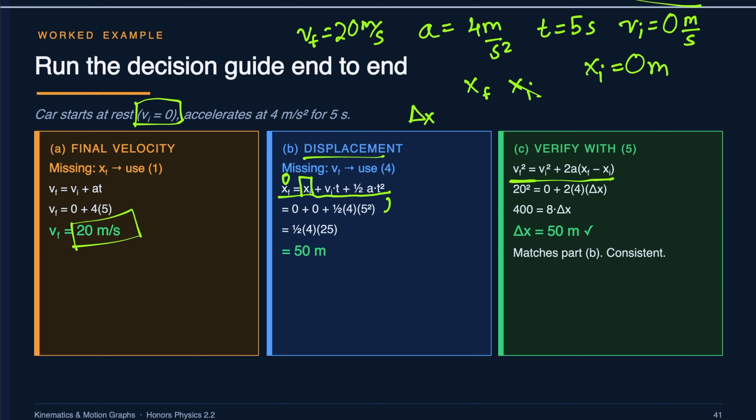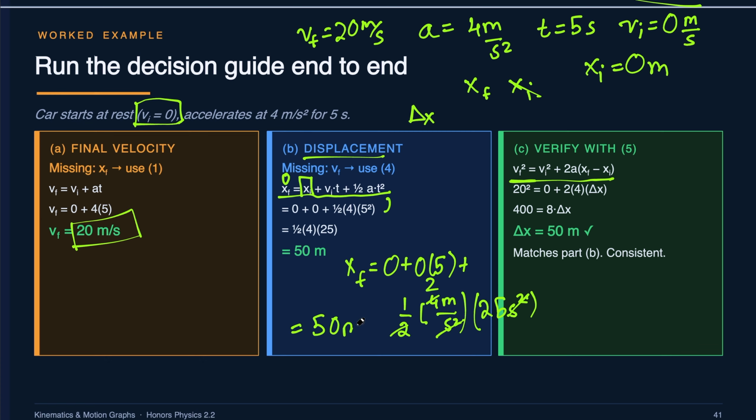So then, HF is equal to 0, because VI times T, VI initial is 0. So 0 times 5, I'll just write it down, but it doesn't really matter, right? Plus 1/2 AT squared, 1/2 acceleration, 4 meters per second squared. And time squared is 25 seconds squared. Okay? Which gives us, seconds squared cancel out, 2 meters times 25, or 50 meters. Perfect. But if you didn't have HI or HF, then you would have to use this equation.